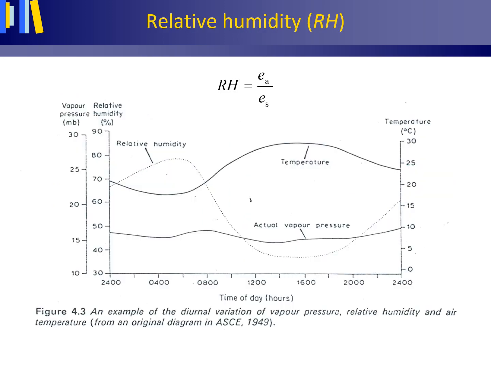This is a nice picture showing you the variation of vapor pressure, relative humidity and air temperature during a day. On the vertical axis we have the vapor pressure in hectopascal. We have the relative humidity. The relative humidity is defined as your actual vapor pressure divided by your saturation vapor pressure.